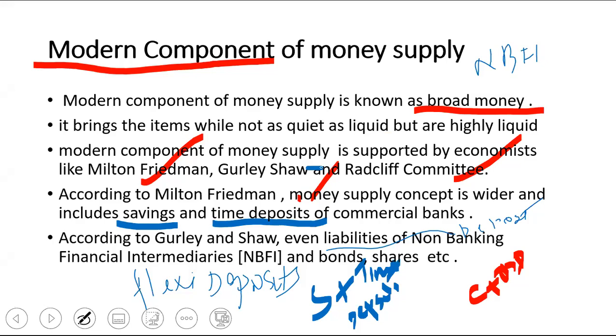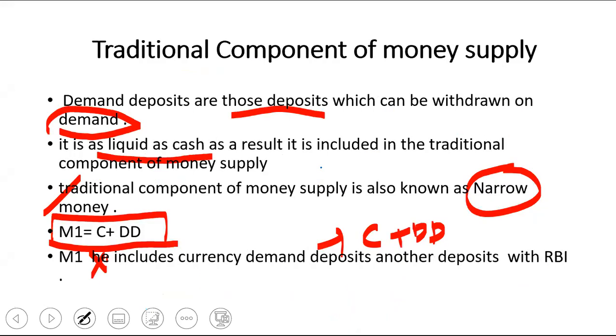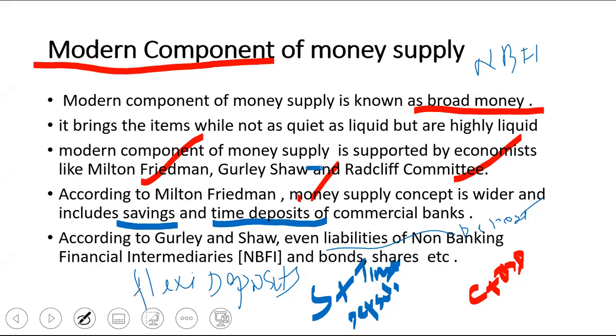According to Milton Friedman, money supply includes basically two things: time deposits as well as demand deposits. Both are there, saving and time deposit. I told you, time deposit is difficult to say, so you can write fixed deposit because in India we are using that term. Gurley and Shaw went ahead. He said that it includes NBFI, non-banking financial intermediary. Madam, what is this big word? NBFI is working like a bank, but it is not a bank.